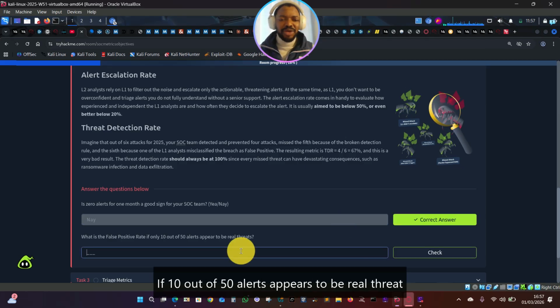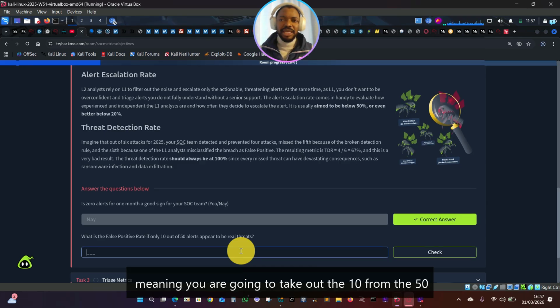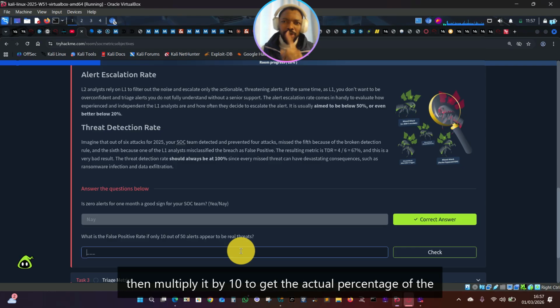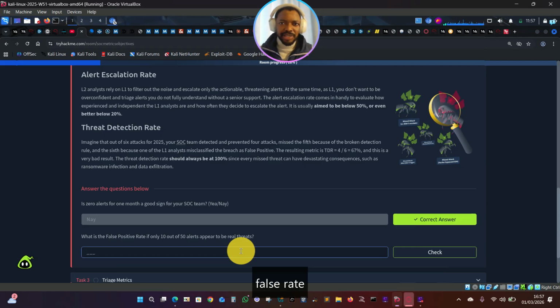If 10 out of 50 alerts appear to be a real threat, meaning you are going to take the 10 out of the 50, which is 40, then you divide that 40 by 50 to get a number, then multiply it by 100 to get the actual percentage of the false rate.